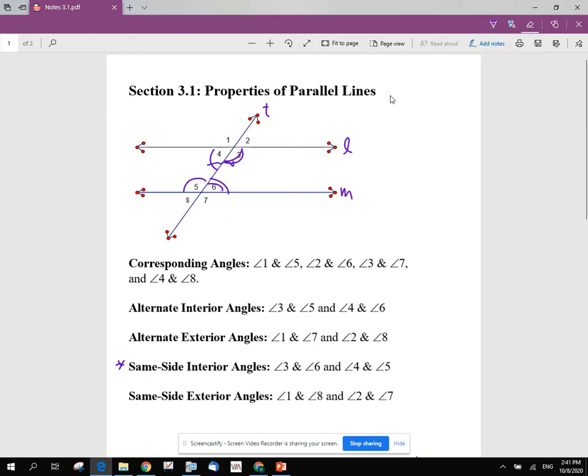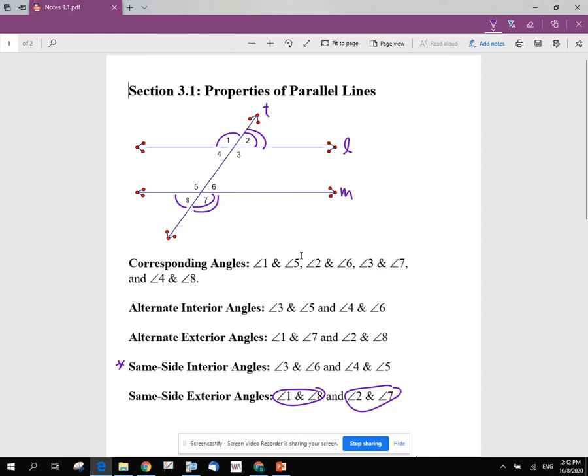If you understand what we said from the first, you're going to understand what these are too. And that is that same side exterior would be 1 and 8. Notice that 1 looks obtuse and 8 looks acute. So they're not congruent, but I'm just showing you that 2 and 7 as pairs, 1 and 8, like they say here, are same side exterior, 2 and 7 are as well.